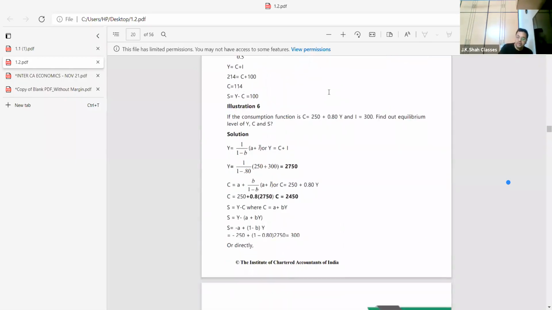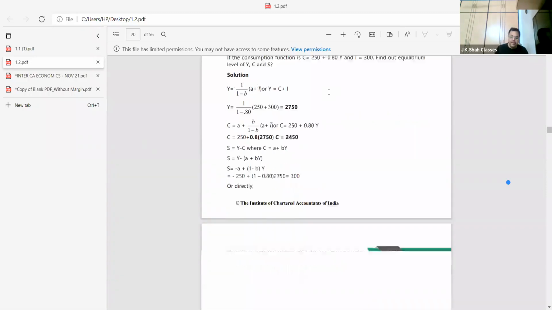Do this question, students, the 6th question, on your own. Let's see. This is very easy. Please, if you want, you can do it directly, students.